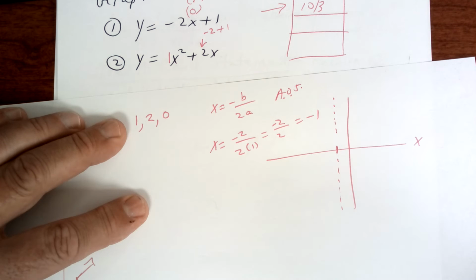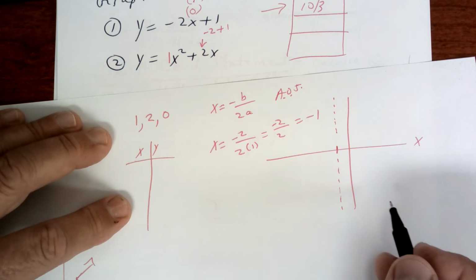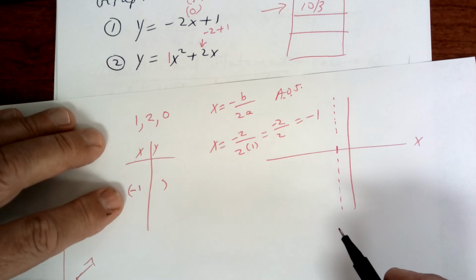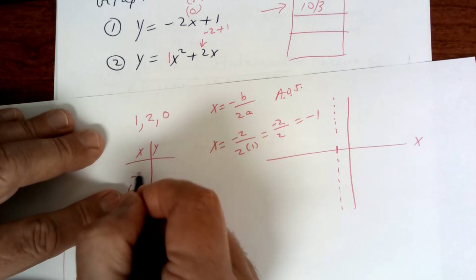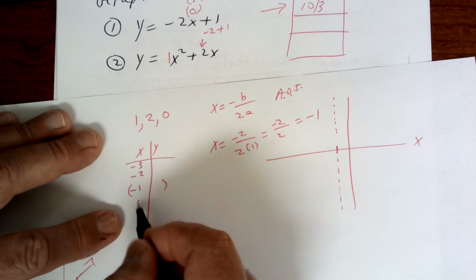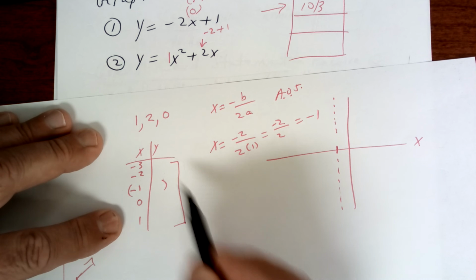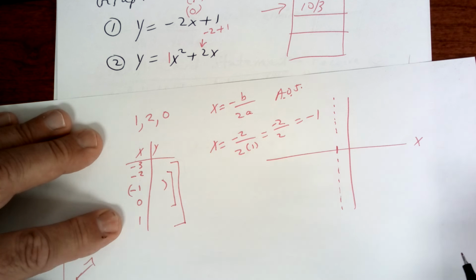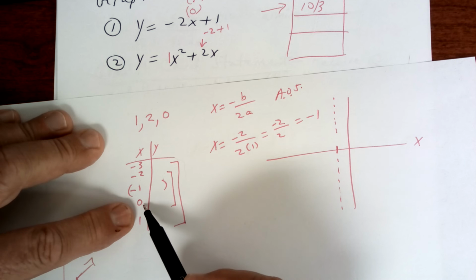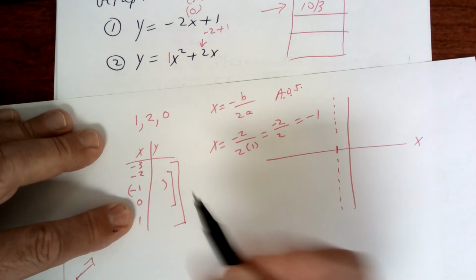Okay? So you want to make a table, and you want to put -1 in the middle. Okay? And then from there, you want to back off by 2, -2 and -3, and then you want to go forward, which would be 0 and 1. This number here should be the same as that one. Make sure you know that. And then you plug them all in, and you graph it. 0 is the easiest. I'm going to do that one. 0, and then 0, and so you get 0 here and 0 there.